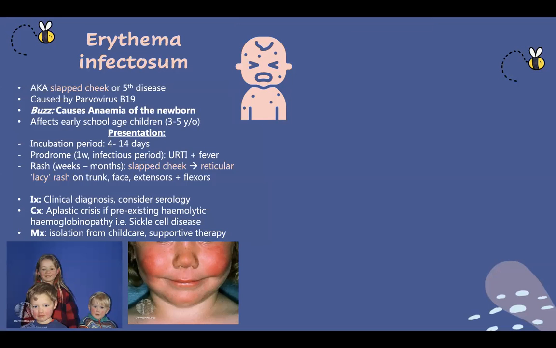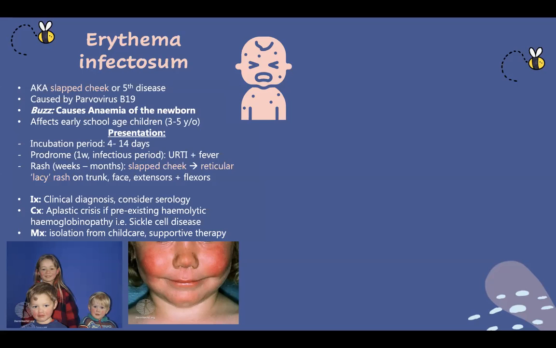It affects early school-aged children, and it also has this prodromal period of an URTI, a fever for about a week, and then you break out into this rash that's mainly on the cheeks. And then the other buzzword is that you have this reticular lace-like rash on your trunk, your face, and your extensors. Mainly a clinical diagnosis, very easy to identify on a question, because it'll say something like mild fever, and then they have these infected cheeks.